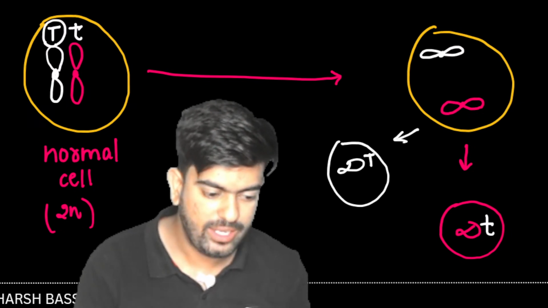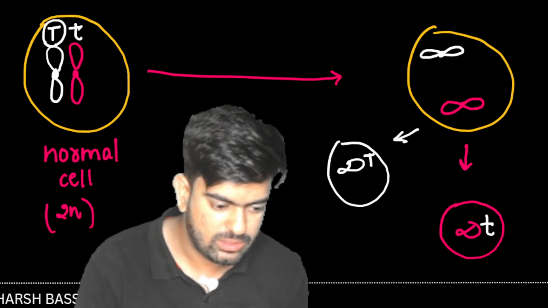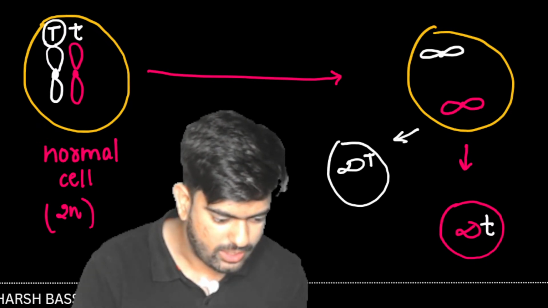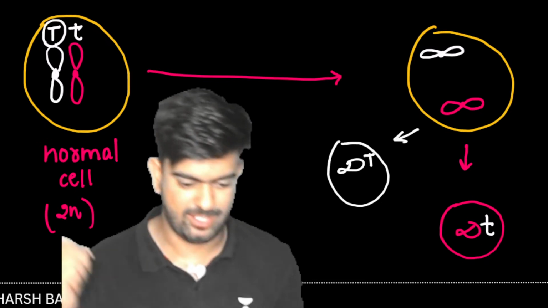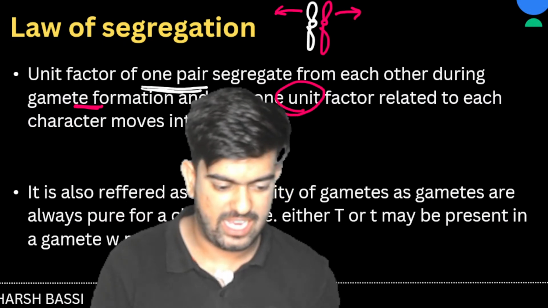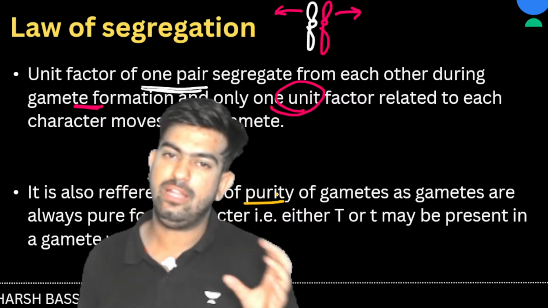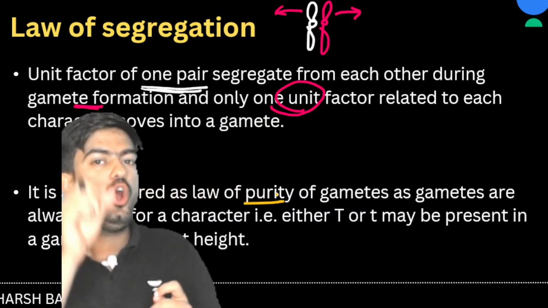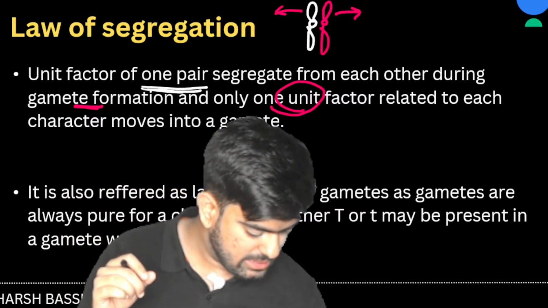Now let us move on and get back to that statement. Where is that? Oh my god, did I lose it? No, it's here. See, it is also referred to as the law of purity of gametes, as gametes are always pure for a character. How, sir? What you said right now? See, in a gamete only one allele is there. Yes, in a gamete only one allele is there, right?